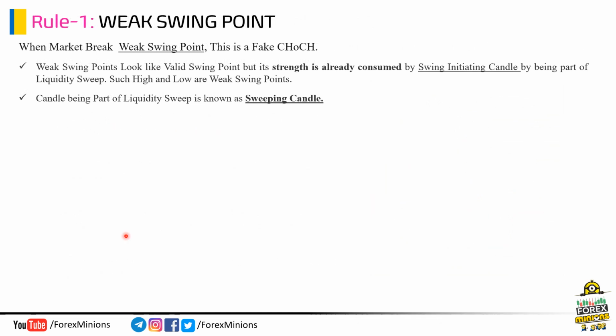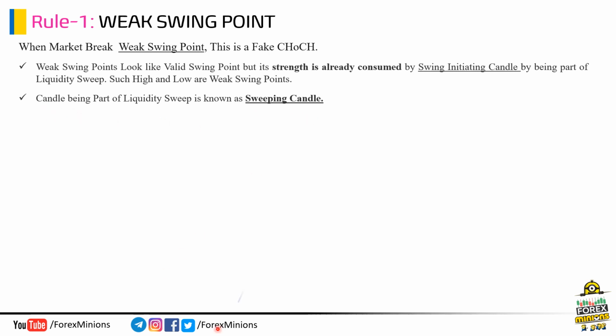Let's start with the first rule, when the market breaks a weak swing point. Now, what are weak swing points? Please note these swing points look like valid swing points, but their strength is already consumed by the swing initiating candle by being part of a liquidity sweep. Such highs and lows are weak swing points. Remember, a candle being part of a liquidity sweep is known as a sweeping candle.